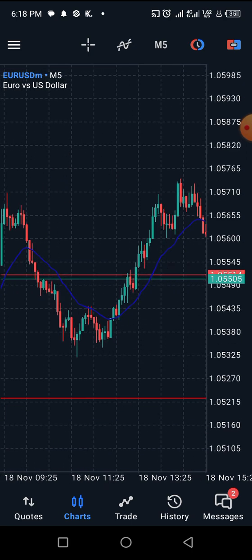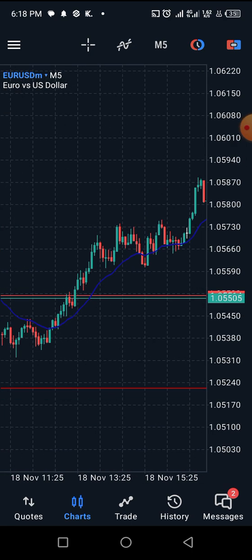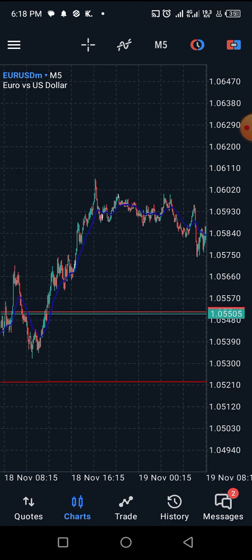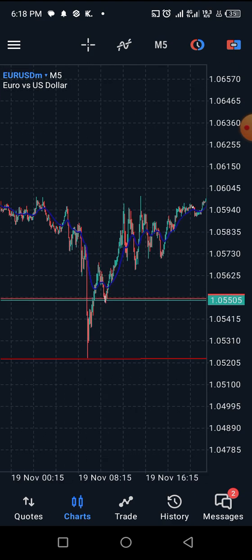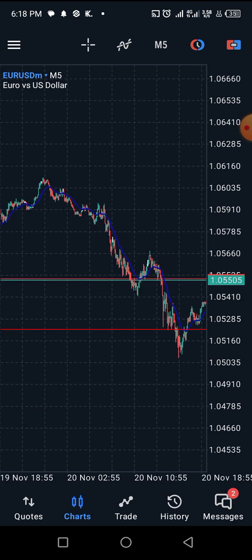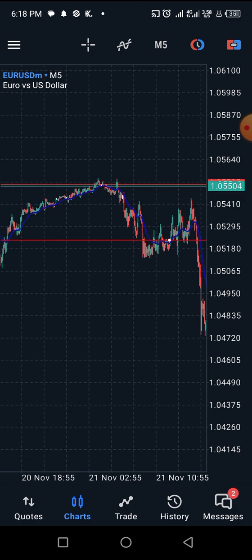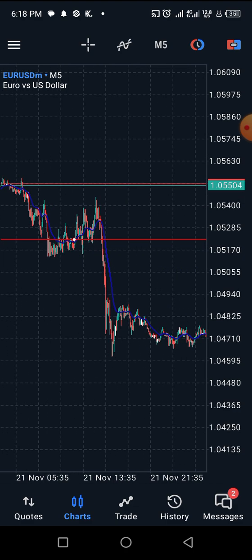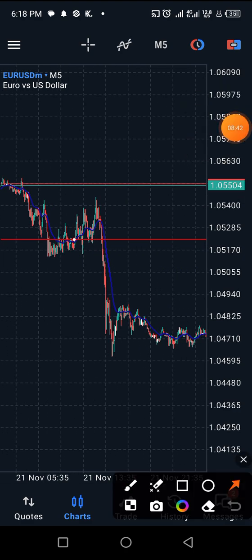So if the market is always reacting at this support zone, do not be very eager when you want to sell. As a matter of fact, just be looking for buy opportunities until you notice that there is a break. You can see where the break occurs. Once you notice there's a break, then you can start looking for sell opportunities.